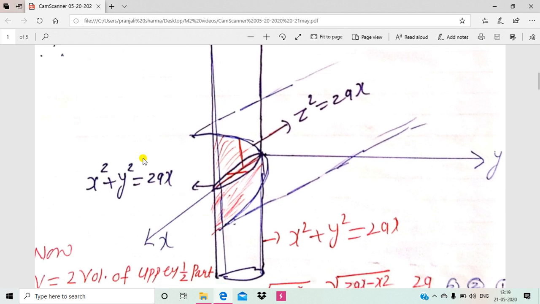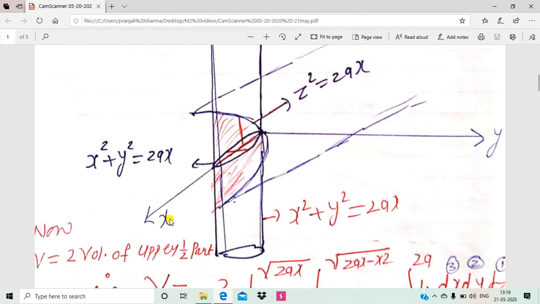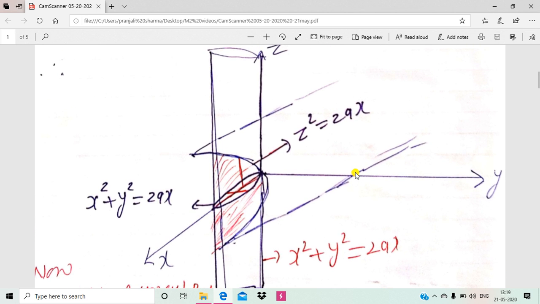As we can see, the first cylinder is a circular cylinder and its base is on the xy plane. Since its center was (a, 0, 0), this is the center, and its radius is a, so this is the base, and it has height from minus infinity to plus infinity along the z-axis. So this is the cylinder whose equation is x square plus y square is equal to 2ax, and the next cylinder was a parabolic cylinder whose base is a parabola on the xz plane.